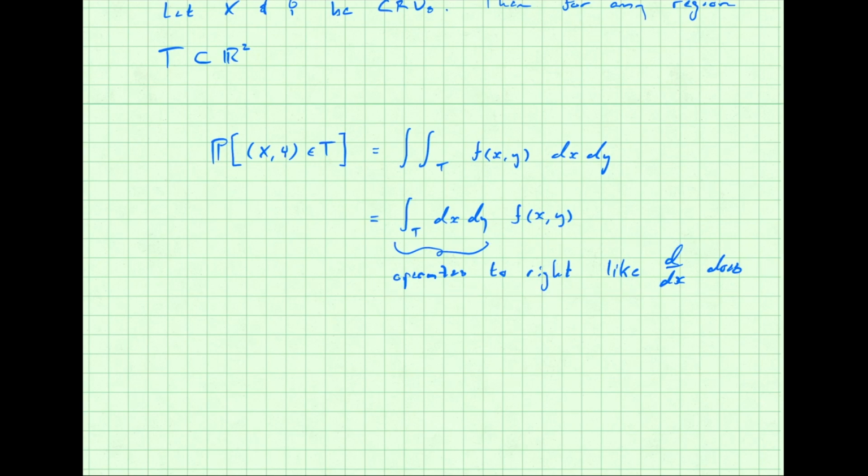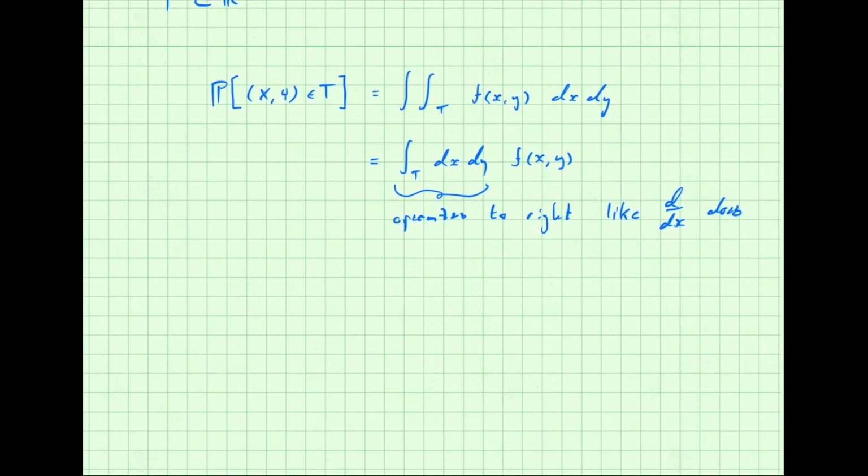All right, and so this thing, f of x, y, is called the joint probability density function for x and y. All right, so that's just the definition.